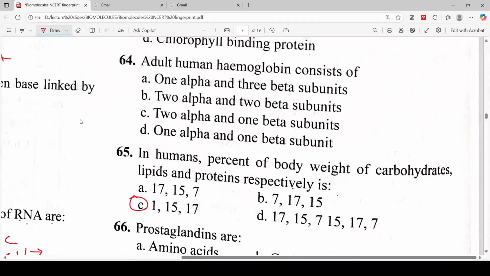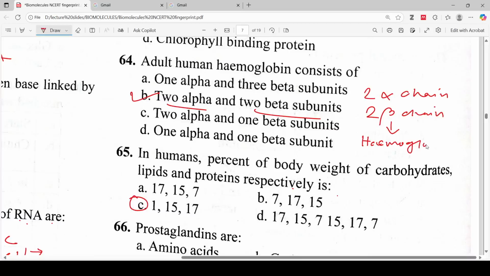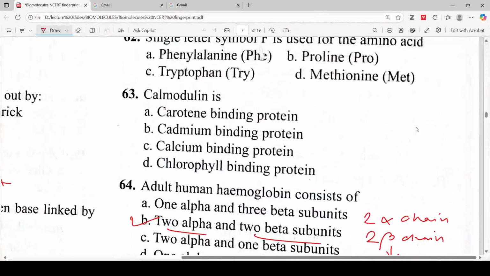Next question. Adult human hemoglobin consists of 1 alpha. So the options were given, you have to choose the correct answer for this question. So option B will be the correct answer. 2 alpha and 2 beta, 2 alpha chains and 2 beta chains form hemoglobin molecules in humans.